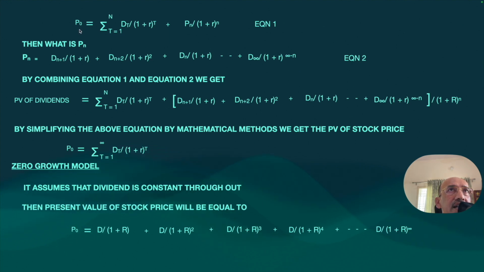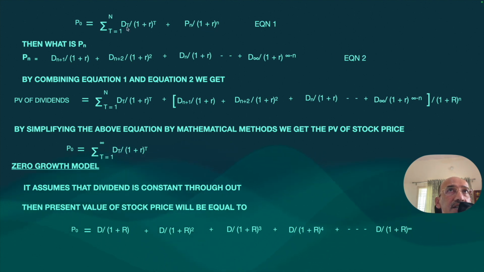Now here you can see that the present value of the equity share, if we consider a finite period valuation model, will be the summation of t equal to 1 to n of Dt divided by 1 plus r to the power of t. That is, from the first period to the nth period, it will be the present value of the dividends. After the nth period, you are going to sell that share. When you sell the share, you will get some value for that share after the nth period. That value of the share after the nth period will be Pn. The present value of that will be Pn divided by 1 plus r to the power of n.